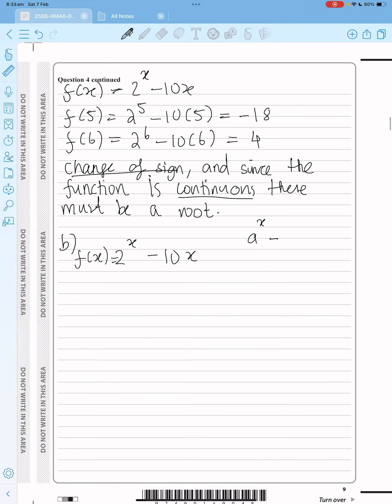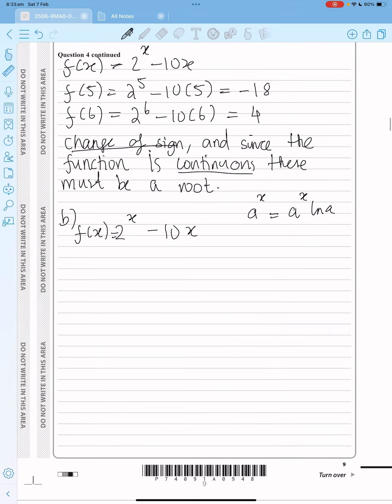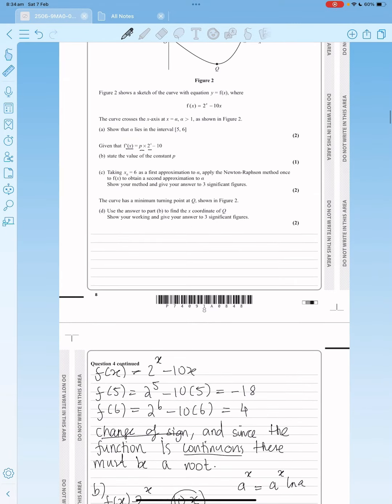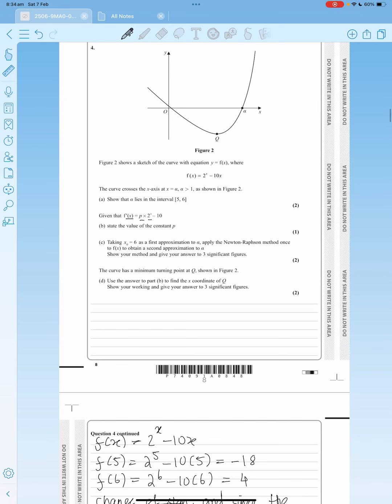Now, a to the power of x, when differentiated, is essentially a to the power of x ln a. I'm not going to go through the proof now. If you want to go to the proof, you can search it up. But in this case, we would just write that down. It would be 2 to the power of x ln 2 minus, and then your 10x would just become minus 10. So it would be 2 to the power of x ln 2 minus 10. And it says p times 2 to the power of x minus 10 is that. So your p in this case is ln 2. That's part B.